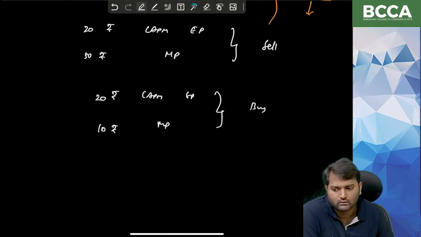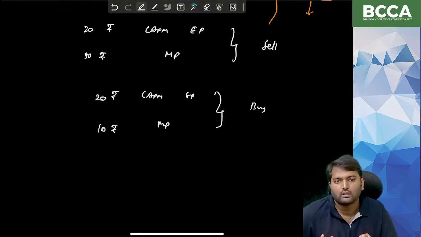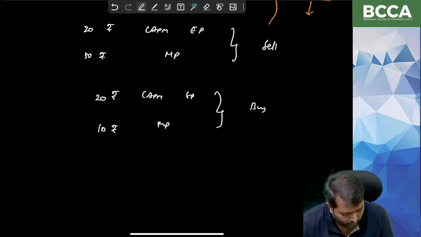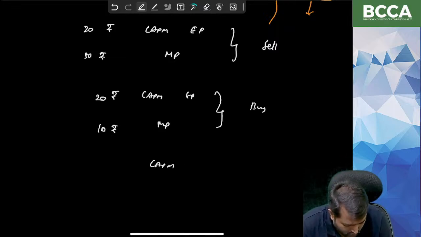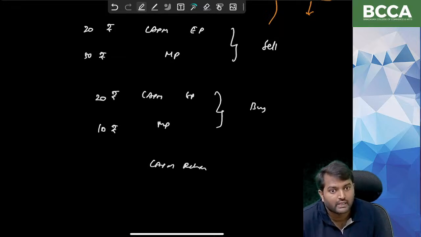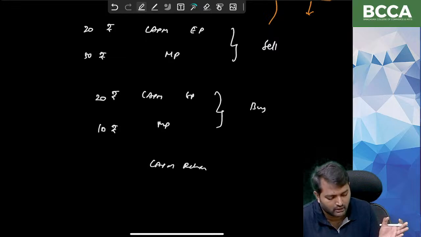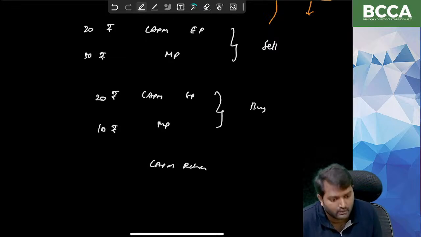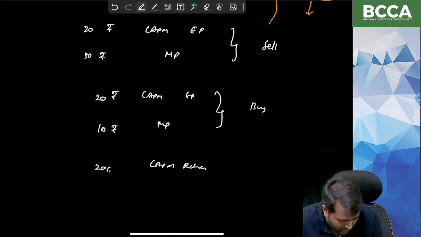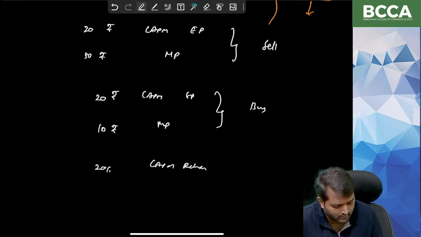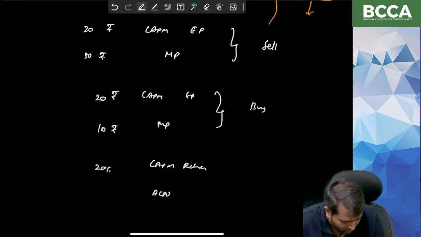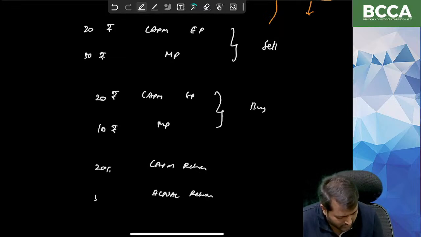Let us, okay, compare returns instead of a market price. For suppose CAPM return. Now I am not taking CAPM equilibrium price. I am taking CAPM return. It is 20%. CAPM return is 20%. And the actual return or average return is 50%.